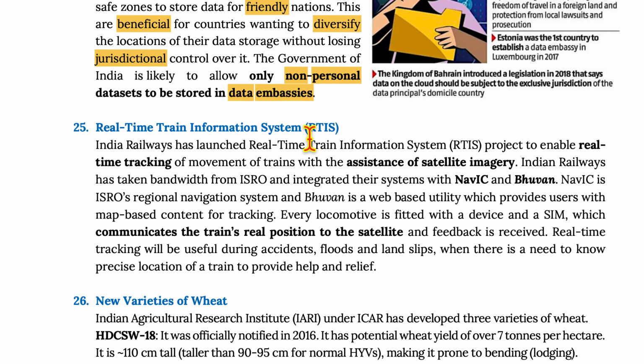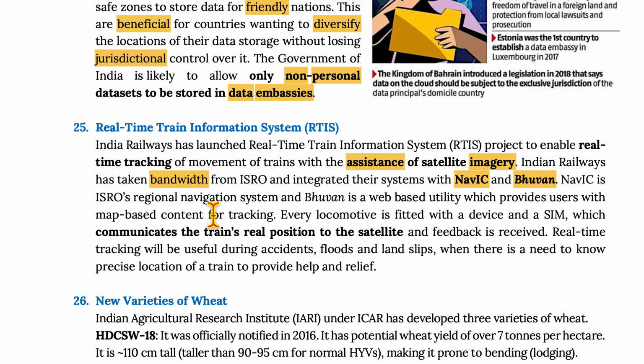Real-time train information system. Indian Railways has launched the real-time train information system project to enable real-time tracking of movement of trains with the assistance of satellite imagery. Indian Railways has taken bandwidth from ISRO and integrated their system with NavIC and Bhuvan.